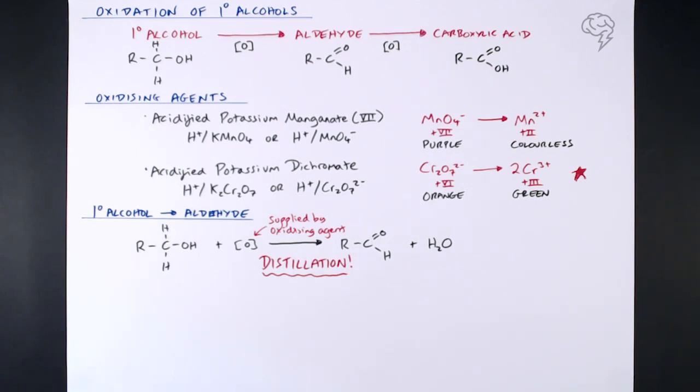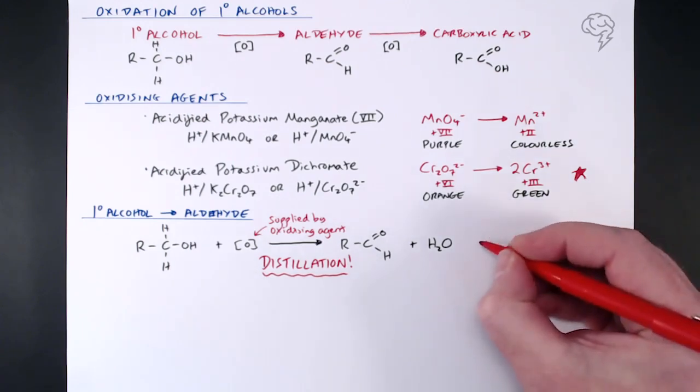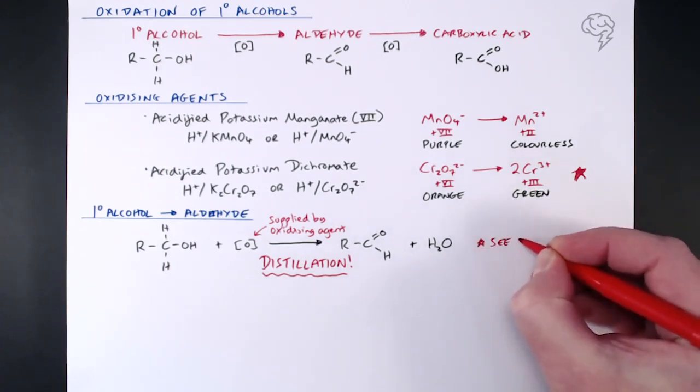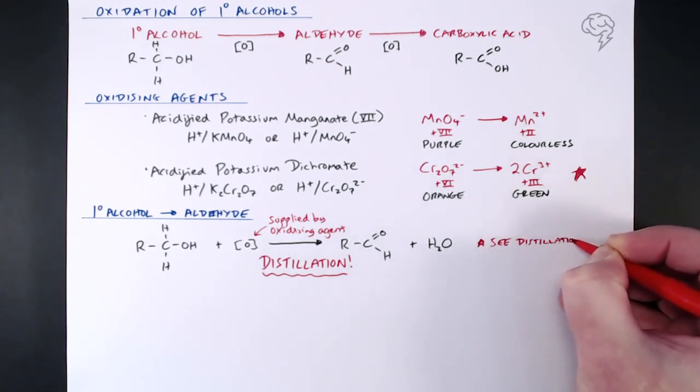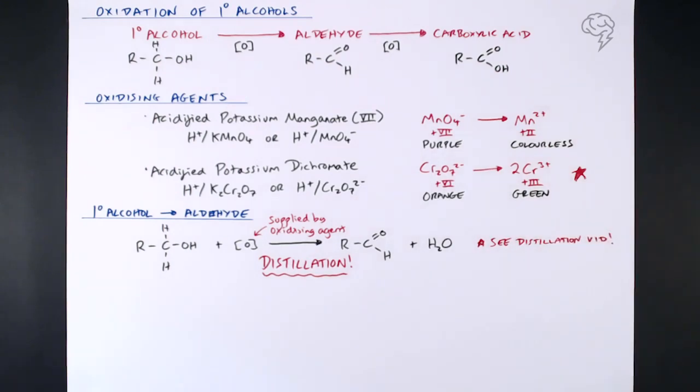If you want to know more about distillation or you don't know much about the distillation process, I'm going to use this as an example in the distillation video in the practical section. So if you want to know more about that, check out the distillation video. But this is more about the equation, okay? So primary alcohol plus 1 O in square brackets gives us aldehyde and water.